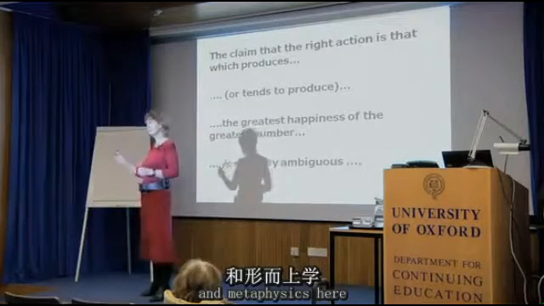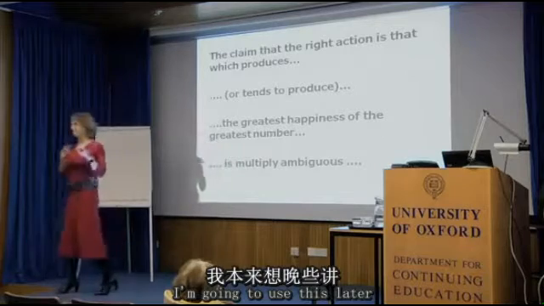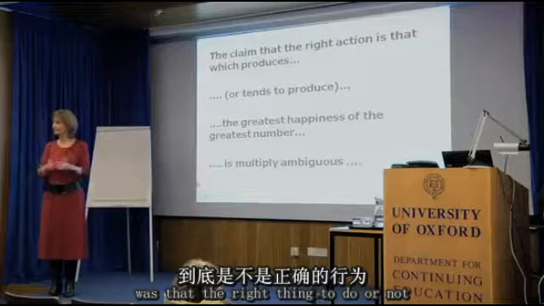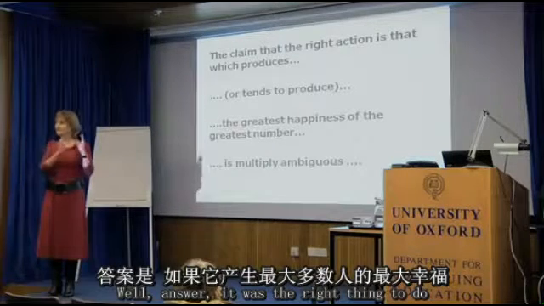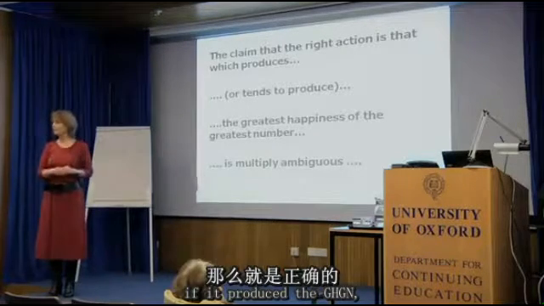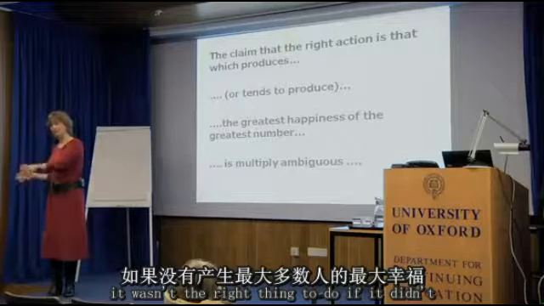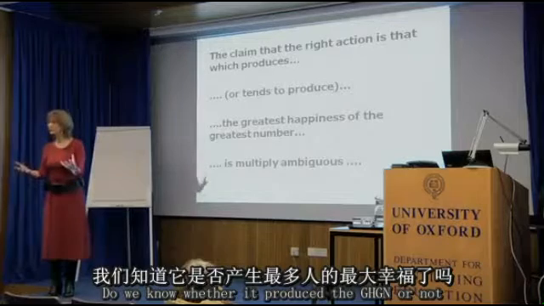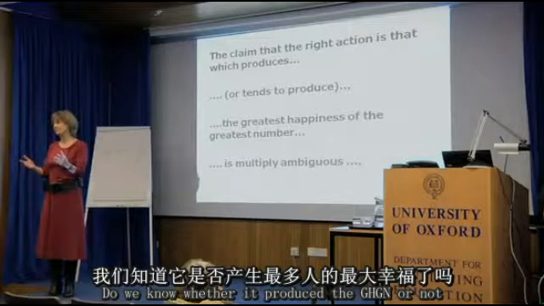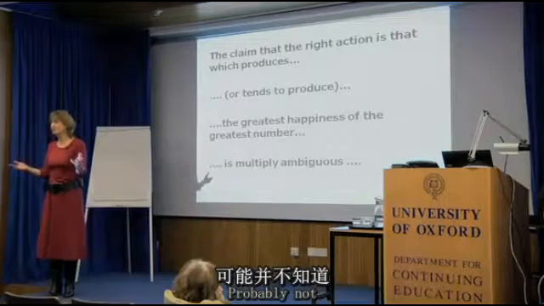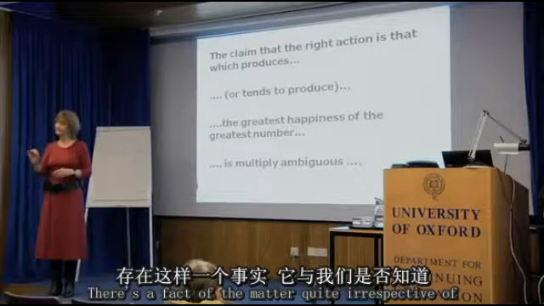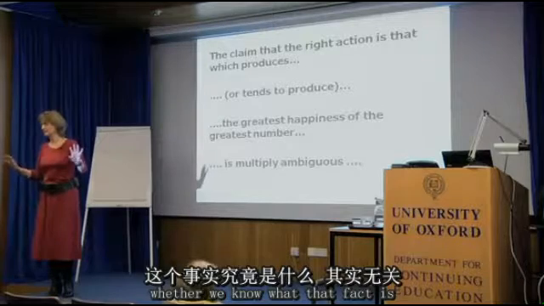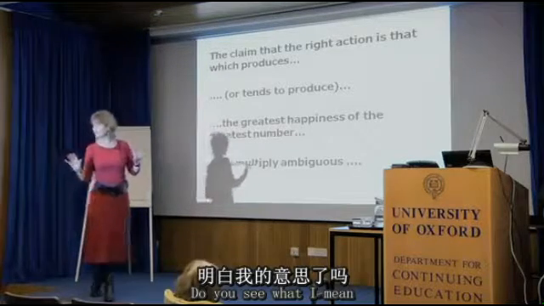epistemology and metaphysics here. I'm going to use this later, but I may as well introduce it now. Dropping the bomb on Hiroshima, was that the right thing to do or not? Well, answer, it was the right thing to do if it produced the greatest happiness of the greatest number. It wasn't the right thing to do if it didn't. Do we know whether it did or not? Probably not. There is a fact of the matter, quite irrespective of whether we know what that fact is. Do you see what I mean?